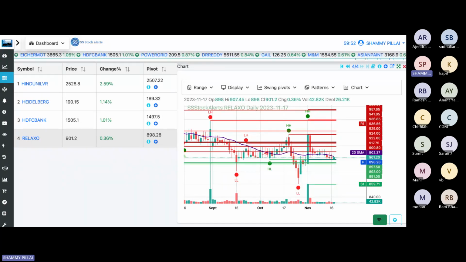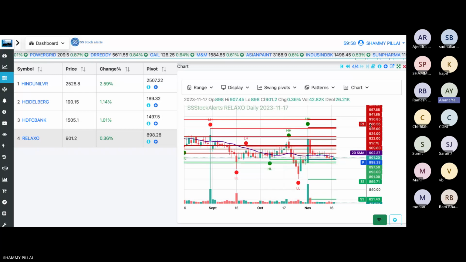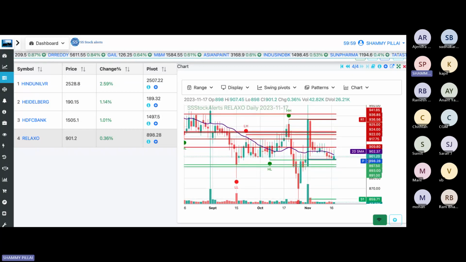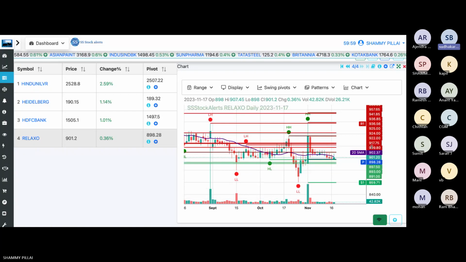Are you able to see my TradingView screen? No, we are on the same screen only. Okay. So if you look at the pivot, is it at 901.20? The pivot is just 898.28. You can see the P. Yeah, this one. We have highlighted it on the site only. We have highlighted the 20 SMA over here. We have highlighted R1. We have highlighted S1. Maybe you can use 3 resistances, it will give less.